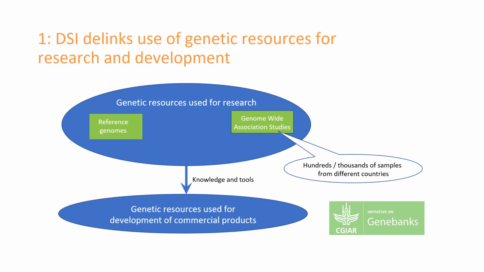So on the first point, almost all sequence data and most genotyping data and a large and increasing proportion of genetic resources are now used in the research phase to understand the dependence of phenotype upon genotype. I've already mentioned the use of reference genomes and of genome-wide association studies that can involve hundreds or preferably thousands of samples from different countries. The outcome of all this research is the knowledge and tools that are needed for more efficient and effective product development. With this knowledge and tools, you can focus on a small set of genetic resources and a small part of their genomes to develop the actual commercial products.